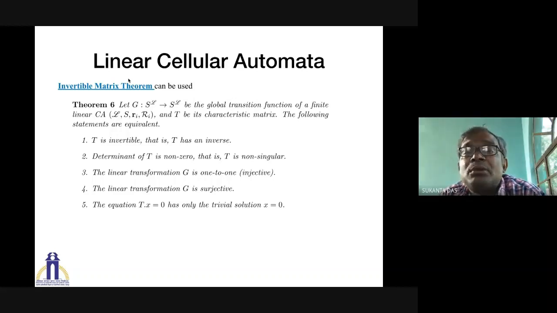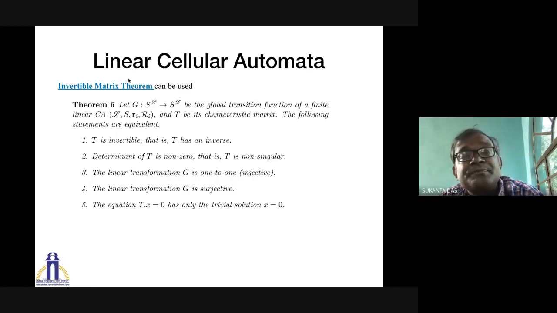Let G be the global transition function, s^L to s^L, of a finite linear CA. In this discussion, if I say CA, it is a finite CA, and say T is its characteristic matrix. Then the following statements are equivalent.